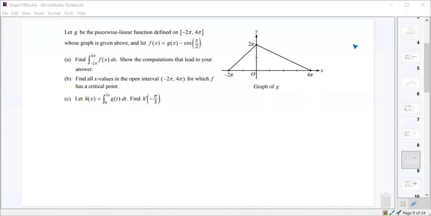We've got a piecewise linear function that's defined from -2 pi to 4 pi, and we're given the graph of g, and f is g of x minus cosine of x over 2. So first off, we're looking for the integral for part A.